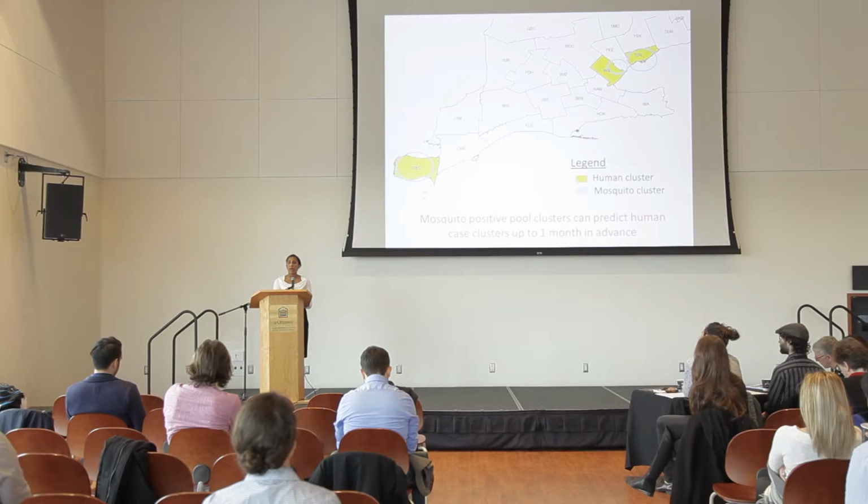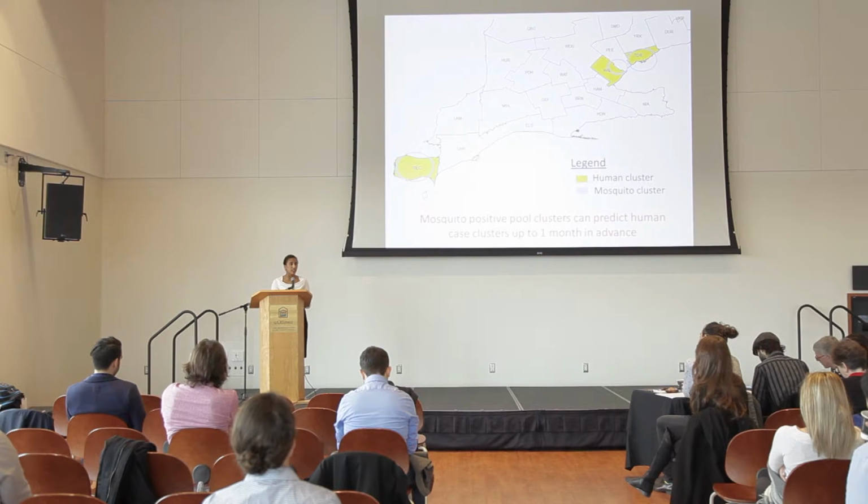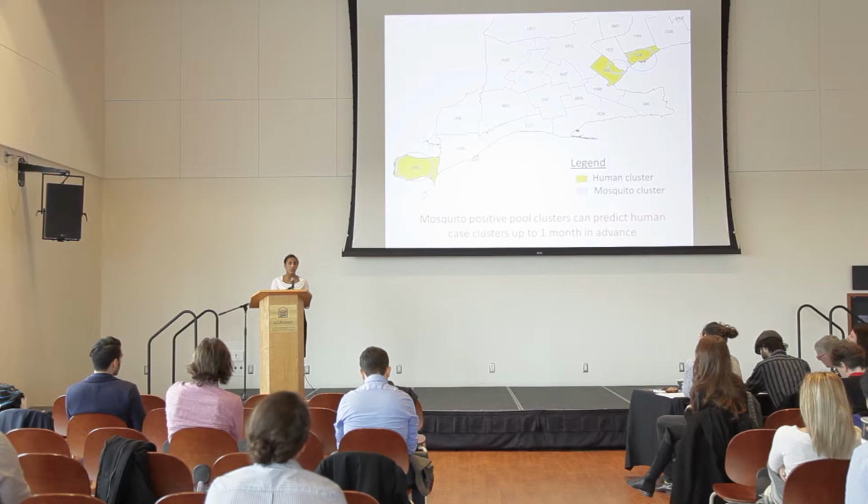mosquitoes? In Ontario, every year, public health units undertake collection and testing of mosquitoes for West Nile virus. Every year, these same public health units report cases of West Nile virus to Public Health Ontario. So how can we use these two sources of data in order to be able to predict when and where human cases will occur?